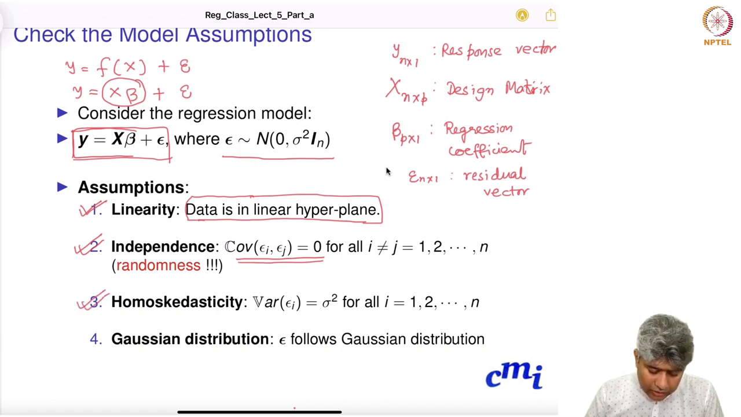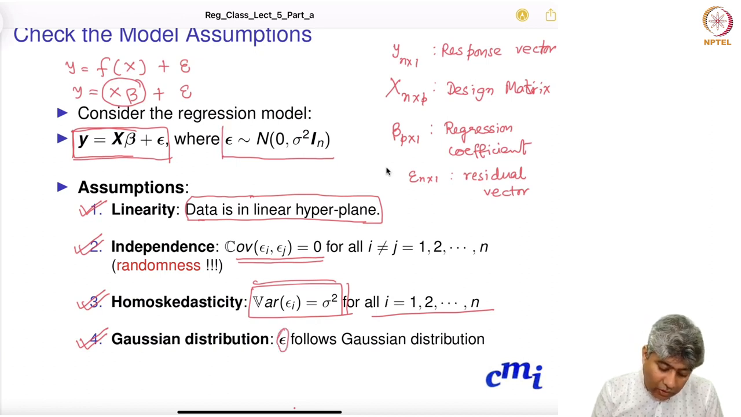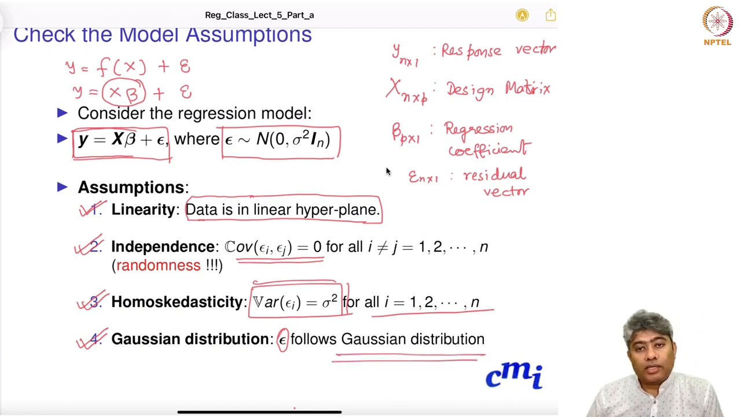The third assumption is known as homoscedasticity. That means all residuals have the same variance, for all i equal to 1 to n. And then the fourth assumption is Gaussian distribution, that this epsilon follows normal 0, sigma square. This Gaussianity is one of the major fundamental assumptions that we are making.